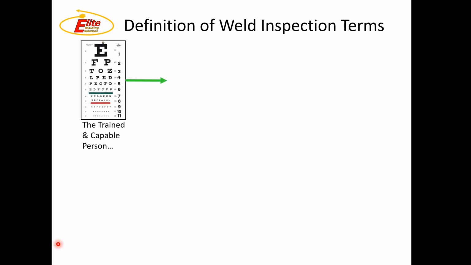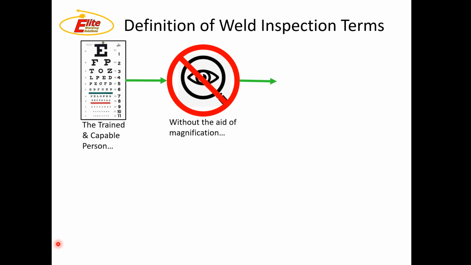Now, the first thing we have to talk about is the trained and capable person. This is a part of the process that you're using right now. The trained and capable person is a person that can see okay. They've validated their eyesight. They have been trained to define what defects are and what should happen when they see something that is discrepant. So you're getting ready to inspect something. Let's define first that these inspections should happen without the aid of magnification. Magnification would slow the entire process down, and the OEMs recognize that things have to move at a very fast pace when it comes to inspecting and defining whether a weld's good or bad.